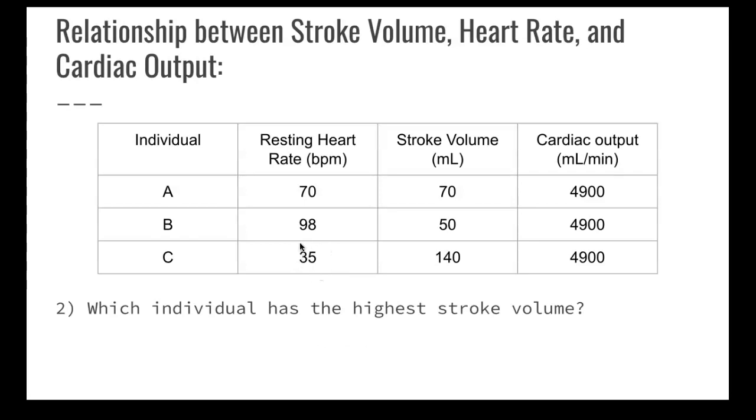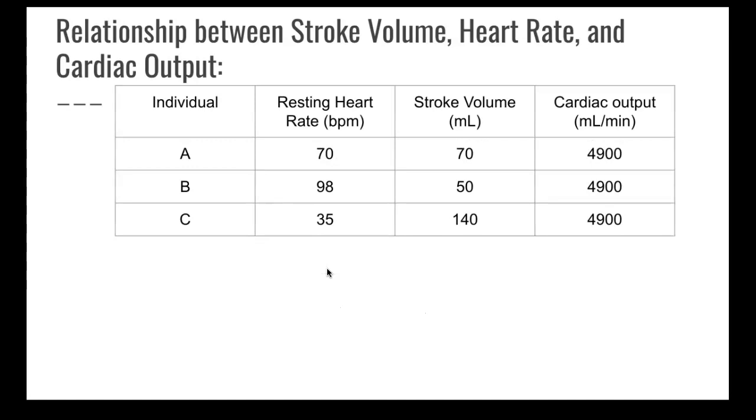We also asked about the highest stroke volume. So if their heart's only beating 35 beats per minute, their stroke volume is a lot higher to make up for the fact that their heart only has to beat 35 times. So individual C also has the largest stroke volume, which means that their heart can pump more blood per beat than any of the other individuals in the question.